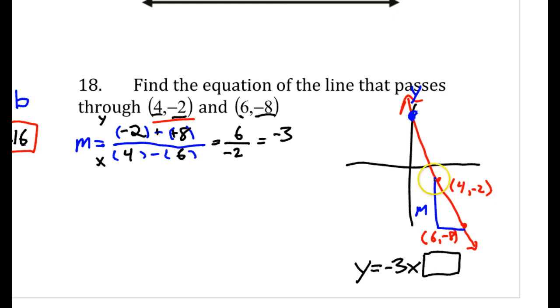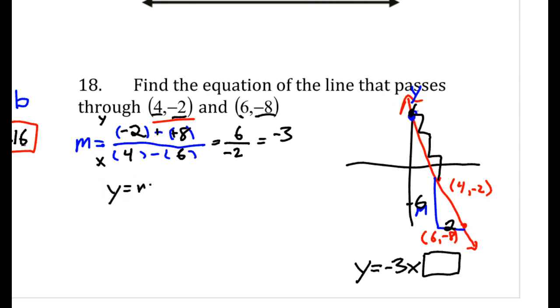We could also figure out, well, how far is it from negative 2 to negative 8, which is down 6. And how far is it from 4 to 6, positive 2? Notice how you'll get negative 3 there as well. So from here, we're just trying to figure out how many times we have to go up and over in order to get this number.